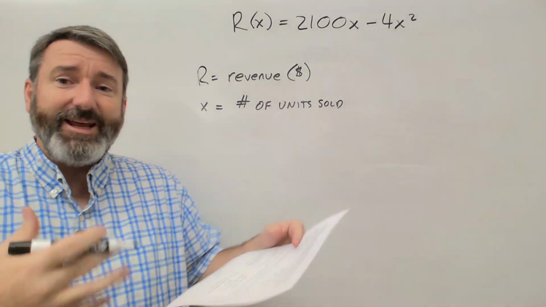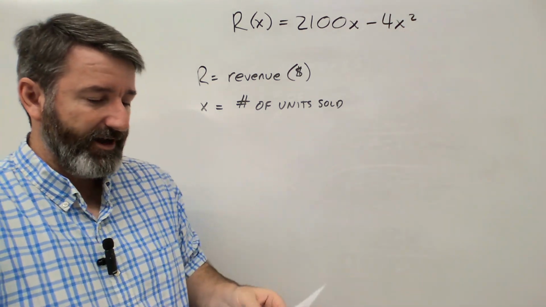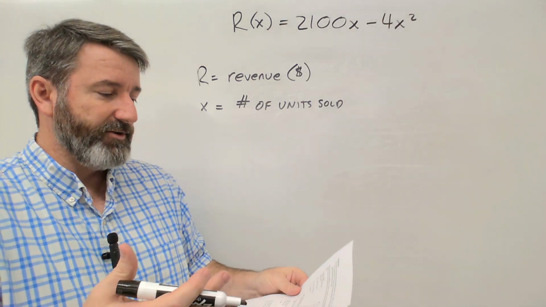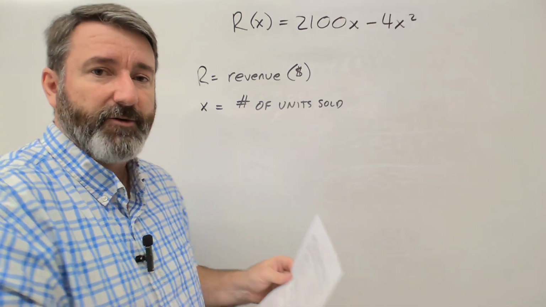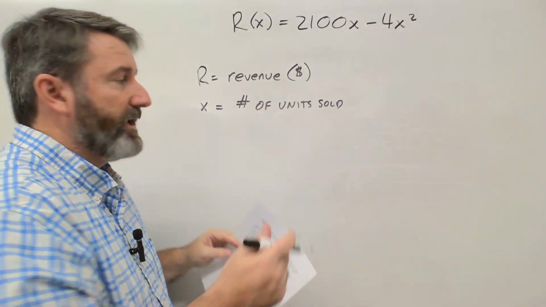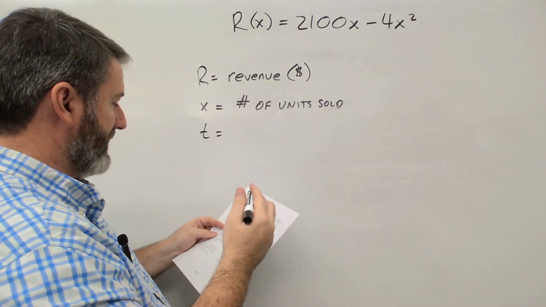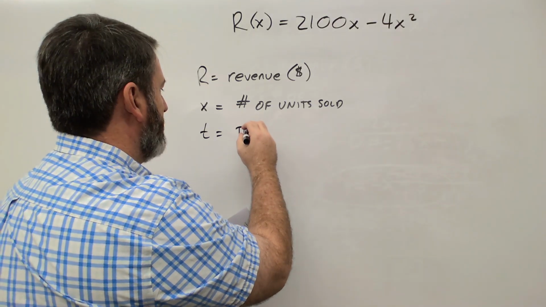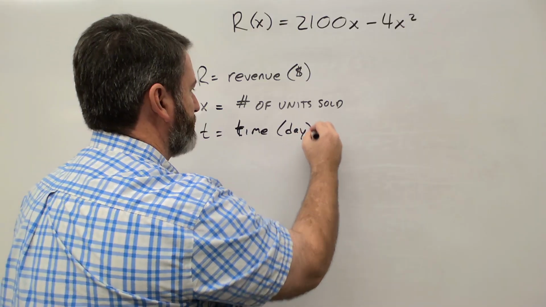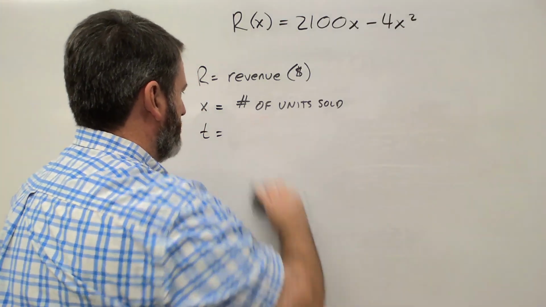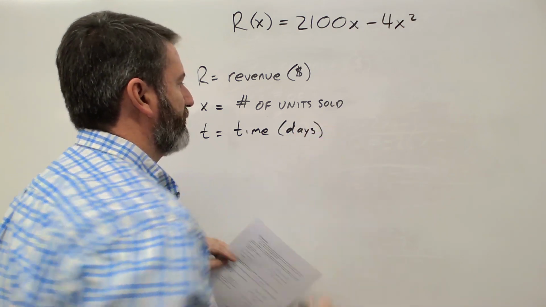And then we need a new variable in this because we're asked to find how rapidly revenue is increasing in dollars per day. So we're introducing an element of time in this. So for these related rates problems, we're also going to have this variable t, which is time in days.